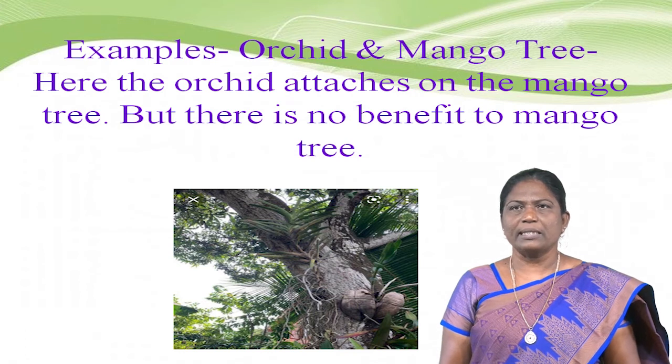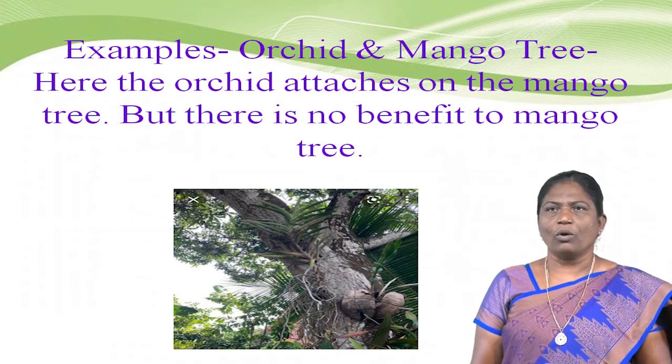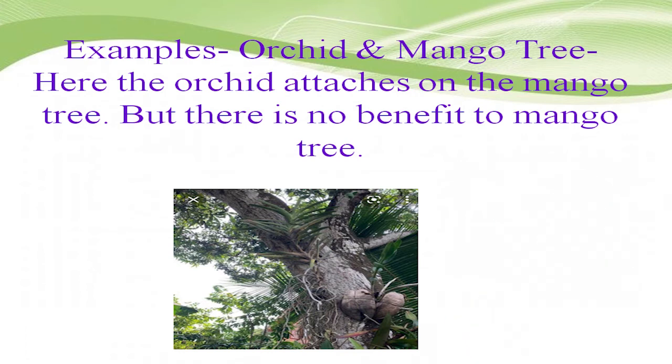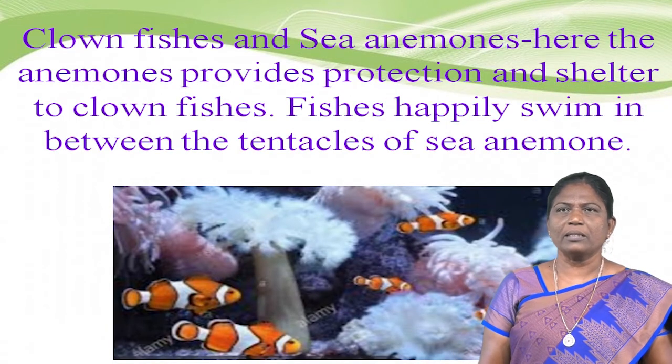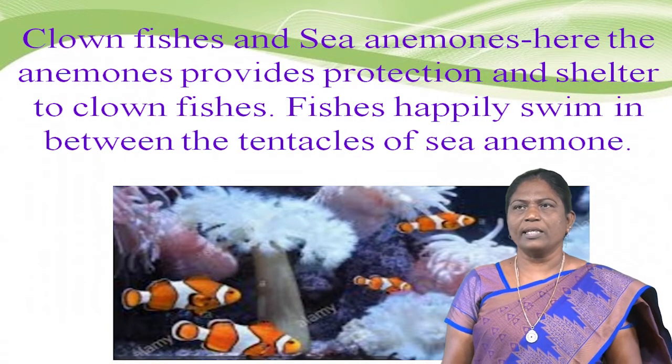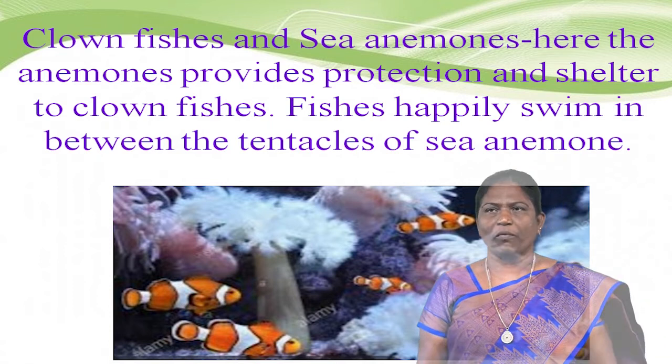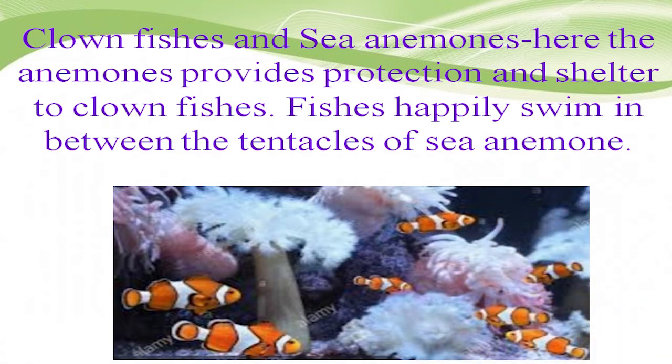Examples for commensalism, here we can take orchid and mango tree. Here the orchid attaches on the mango tree, but there is no benefit to the mango tree. The next example, clownfishes and sea anemones. Here the anemones provide protection and shelter to the clownfishes. Fishes happily swim in between the tentacles of the sea anemone.